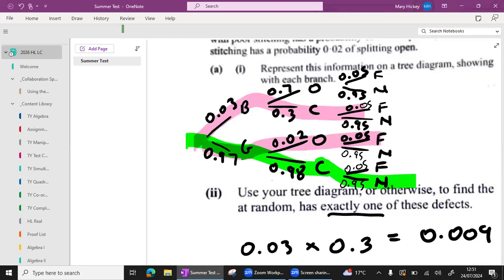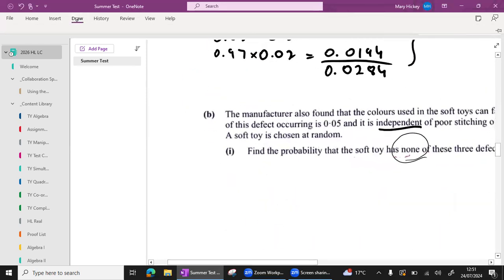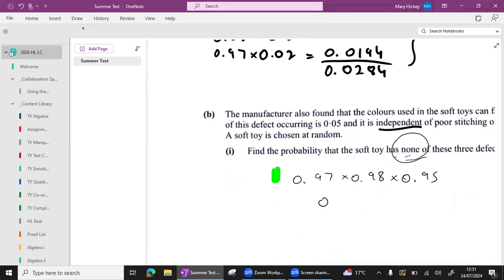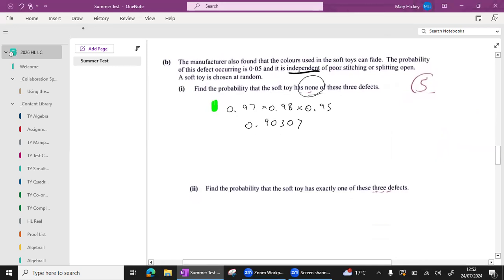And as always, we multiply across the branch. So I'm going to multiply the 0.97 by the 0.98 by the 0.95. So that's what I'm going to fill in down here. So that gives me this. So when you look at that result, that's quite high, isn't it? So there's quite a high chance there's actually absolutely nothing wrong with the toy. Find the probability that the soft toy has exactly one of these three defects. So we're looking for exactly one of the three defects.